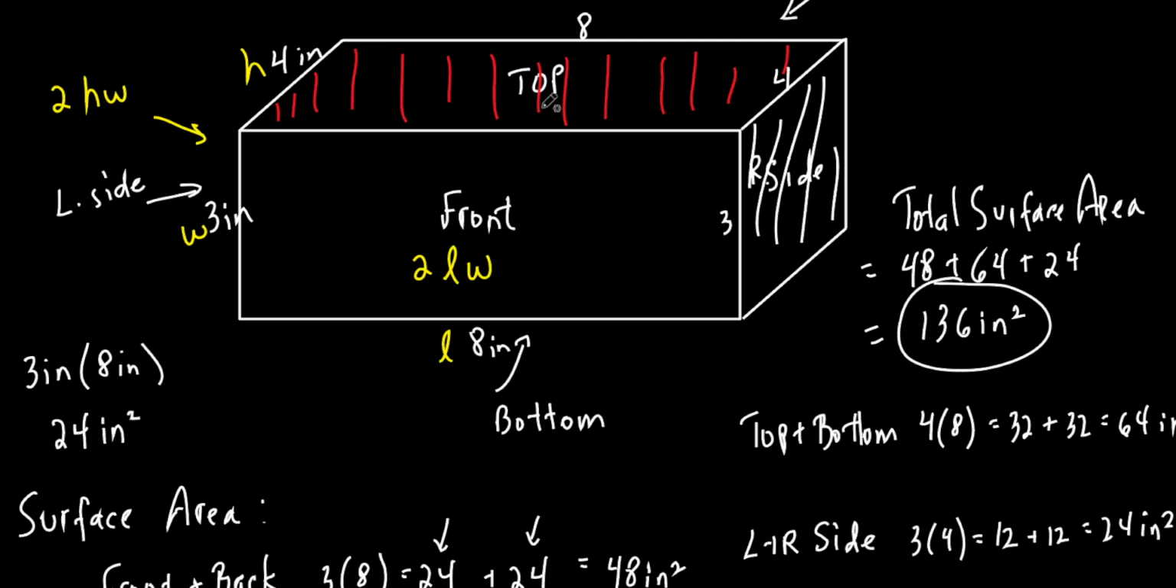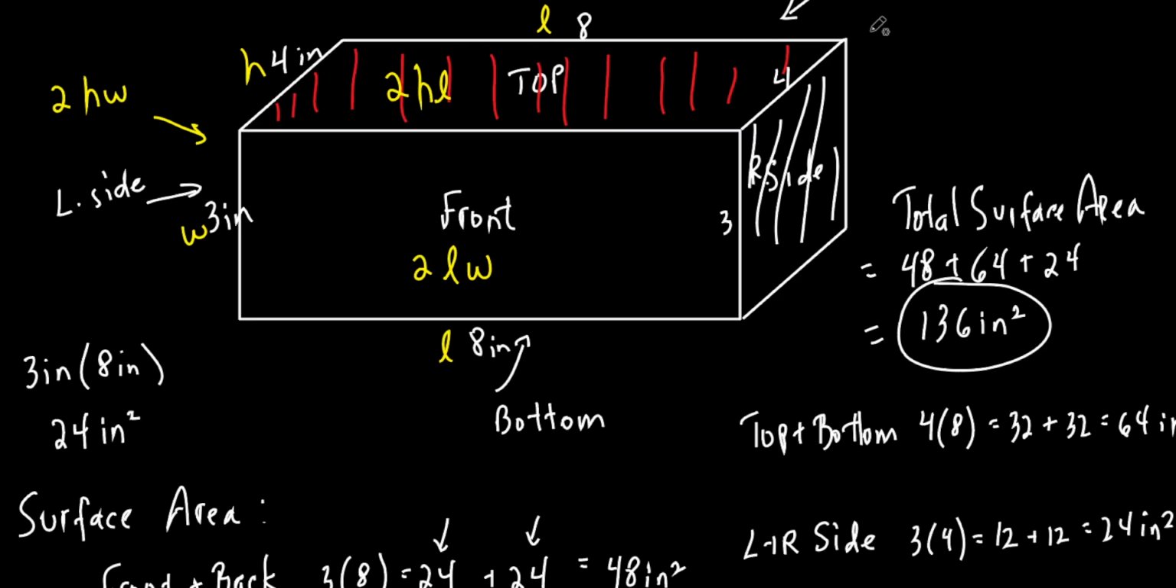What else didn't we do? We didn't do the top and bottom, did we? No. So what's the top and bottom going to be? Well, that's the height, and this is the length. So what's the top going to be? It's going to be height times the length, but there's a bottom to it as well, so what do you do? Multiply it by 2.